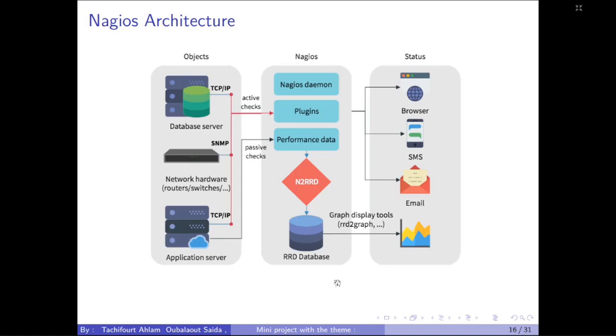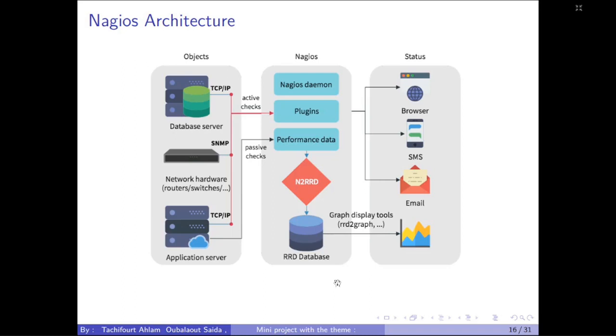To explain how Nagios works, we have to know its architecture. Nagios is a client-server based monitoring system. The main components of the Nagios architecture are, first, Nagios Core. This is the heart of the Nagios system and is responsible for scheduling checks, processing check results, and sending alerts. It runs on a central server and communicates with other components of the system.